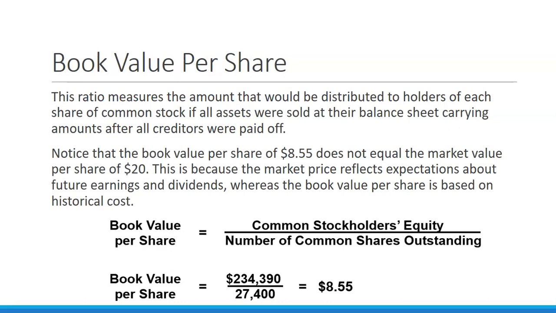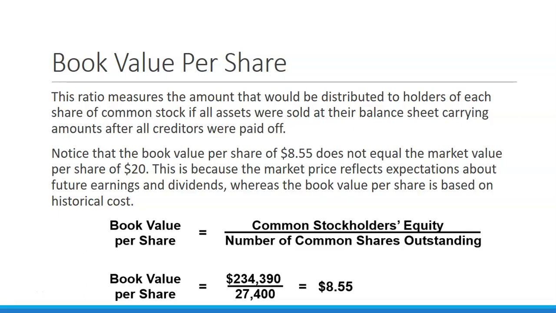And then the book value per share. The book value per share is the amount of common stockholders' equity that is on the books compared to the number of common shares outstanding. This is different than the market value of stock, because the market price reflects expectations about our company's performance and any dividends paid, whereas the book value per share that we keep on our balance sheet is based on the cost the shares were sold for the very first time, that historic cost. So it's not a reflection of current market price.